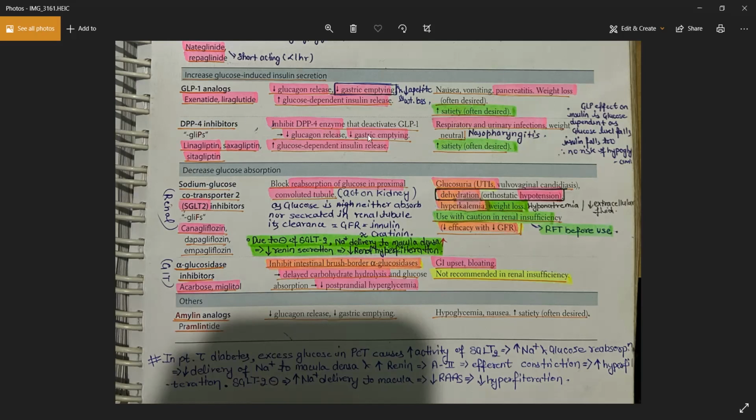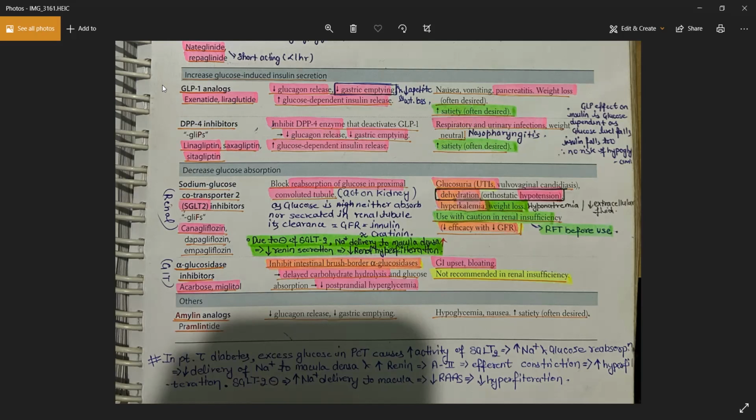Similar to the GLP-1 analogs, they can cause a decrease in the glucagon, a decrease in gastric emptying, and an increased glucose-dependent insulin release. They can cause early satiety, and the important thing to remember is they can cause respiratory and urinary infections. Very important, like nasopharyngitis. So for upper respiratory tract infection, you will always think about the gliptins. For pancreatitis, you will think about the GLP-1 analogs.